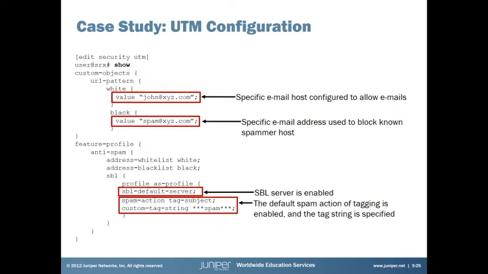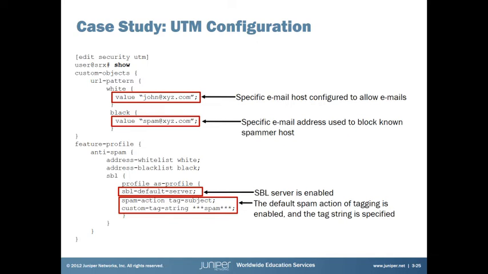Okay, so if we go to our whitelist, we're going to put in john@xyz.com, and in the blacklist we're just putting spam@xyz.com, a special address to block unknown spammer hosts. So the word spam is kind of like a wild card in there. Whitelists are evaluated first, then the blacklists.